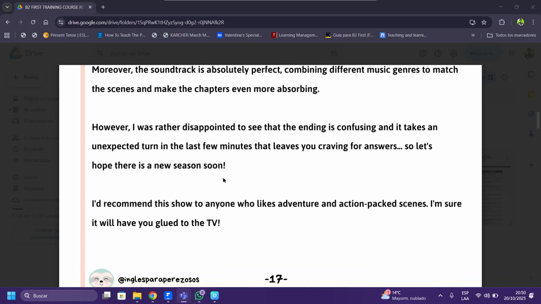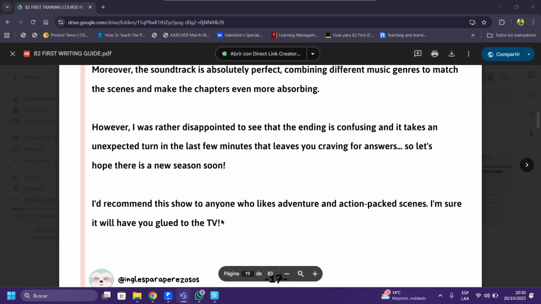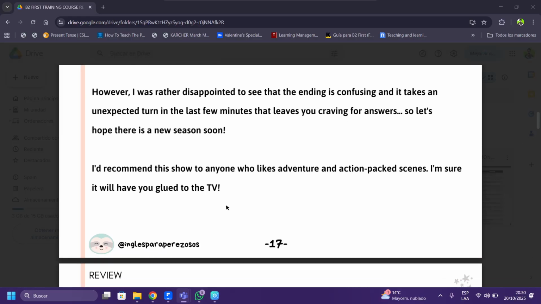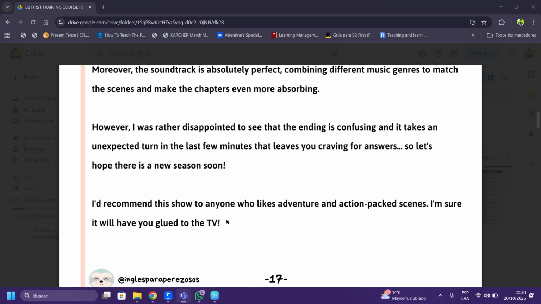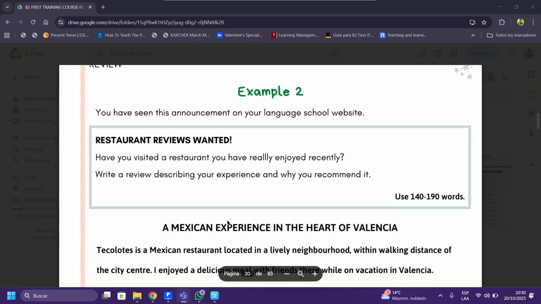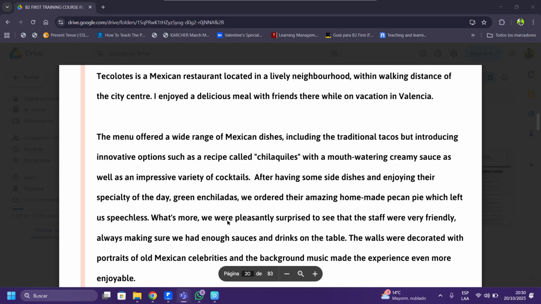In the next paragraph, it could be, it's up to you if you want, you have to write about the negative points, only what you didn't really like. But on the next paragraph, you have to conclude your review by recommending if it is worthy or not. You can see here another example, and that's it.